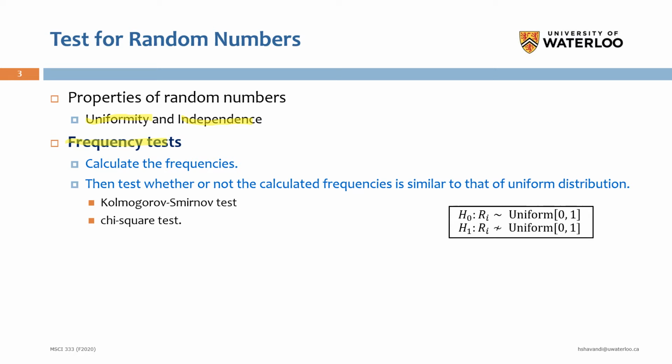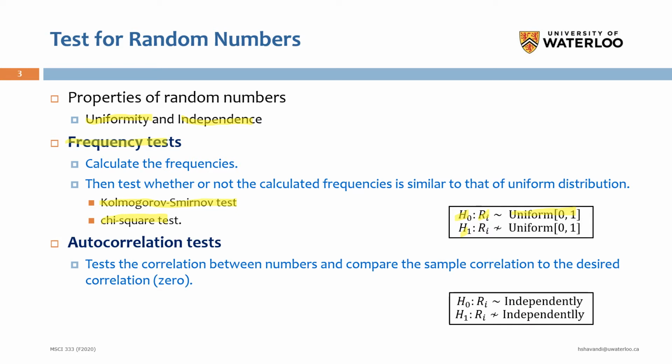So here we have a hypothesis test. H0 is the hypothesis that the random numbers are based on uniform distribution between 0 and 1, and H1 is against this hypothesis. Here we have two test methods, the Kolmogorov-Smirnov test, or in short KS test, and also the chi-square test.